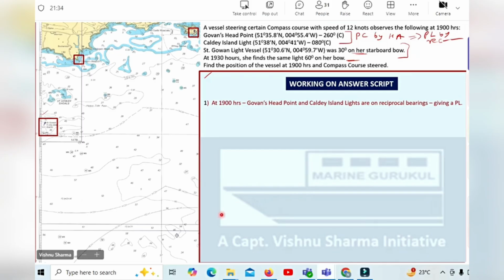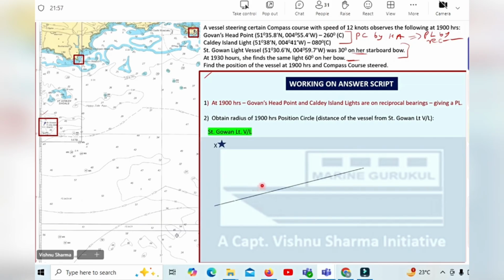At 1900, Govan Head and Keldy Island lights are on reciprocal bearing, giving you a PL. We have to obtain a PC by distance for 1900 from Saint Govan light vessel. And how do we find that? You see, this is Saint Govan light vessel. Let us say the vessel is steering this course. Let us say this is the CTS. At 1900, this Saint Govan light vessel is 30 degrees on the starboard bow. So that means the vessel would be somewhere at point A, and this angle is 30 degrees on the starboard bow.